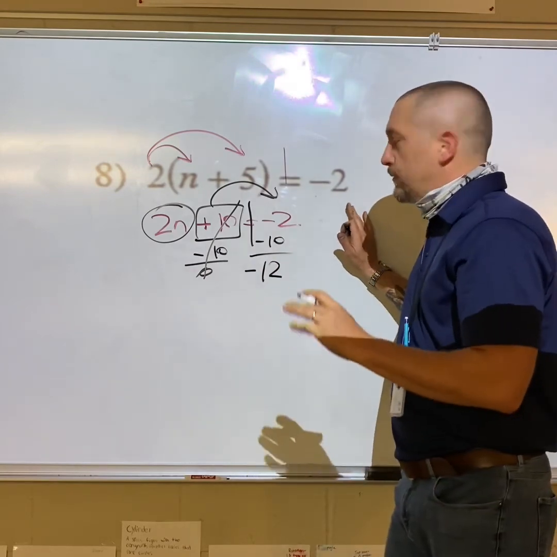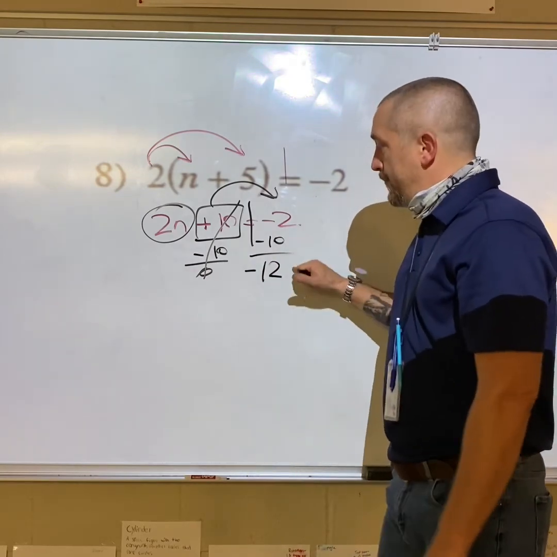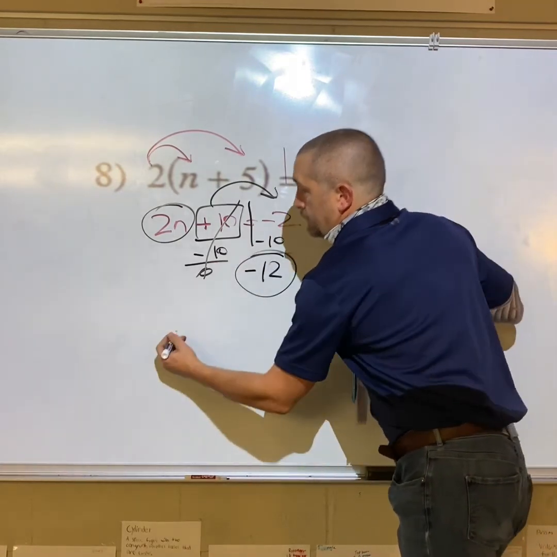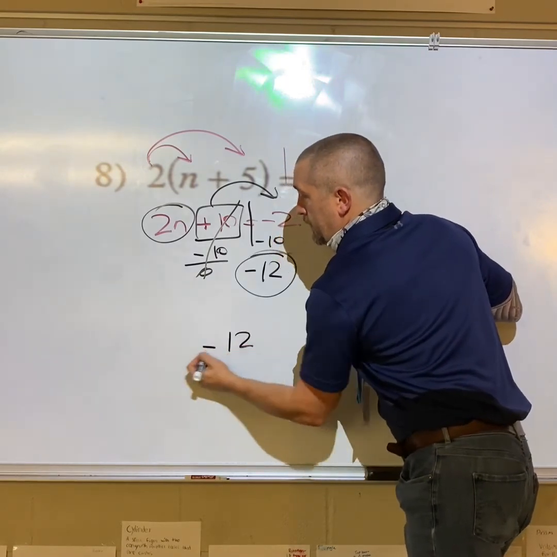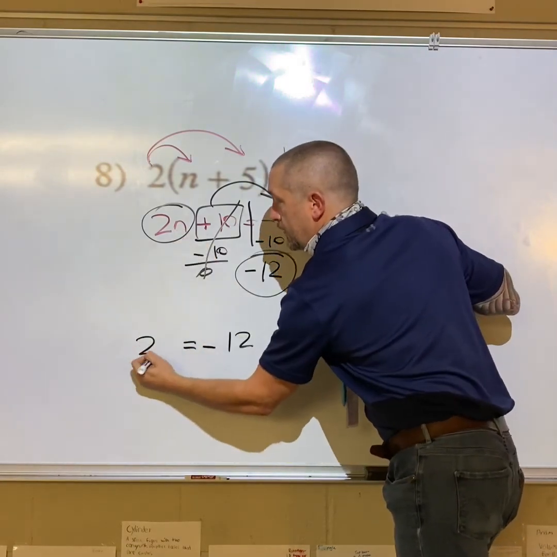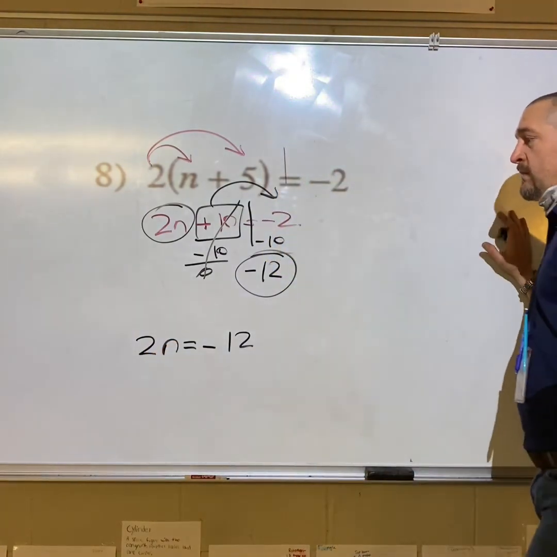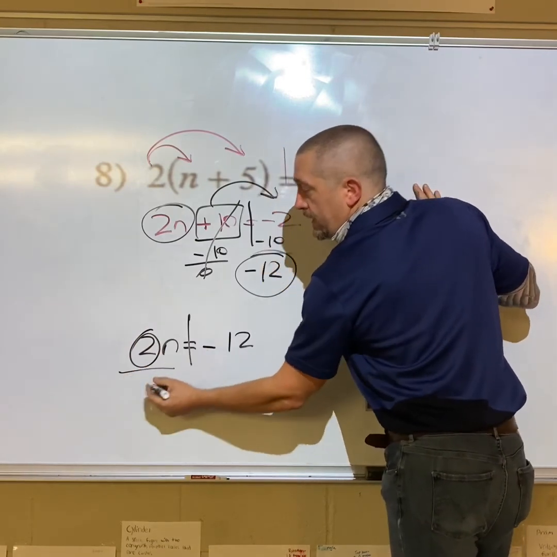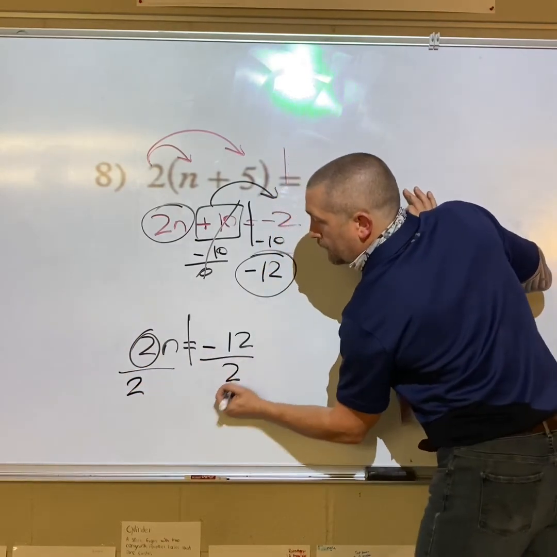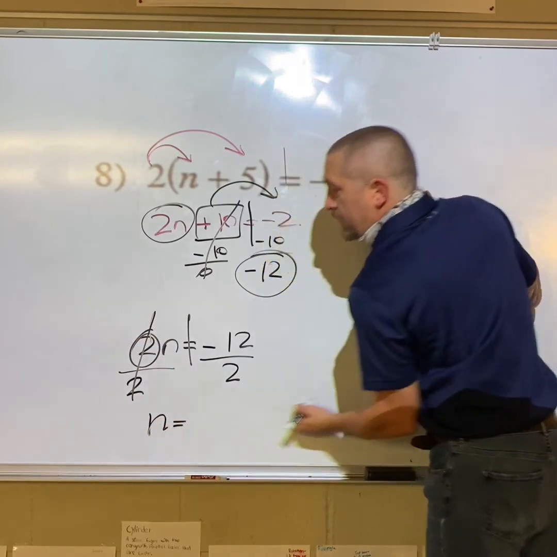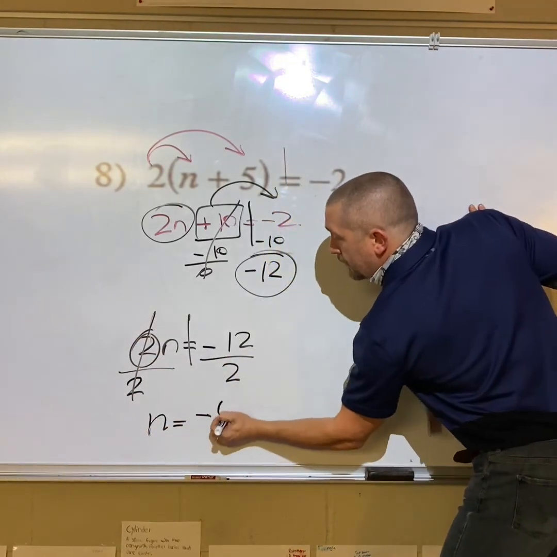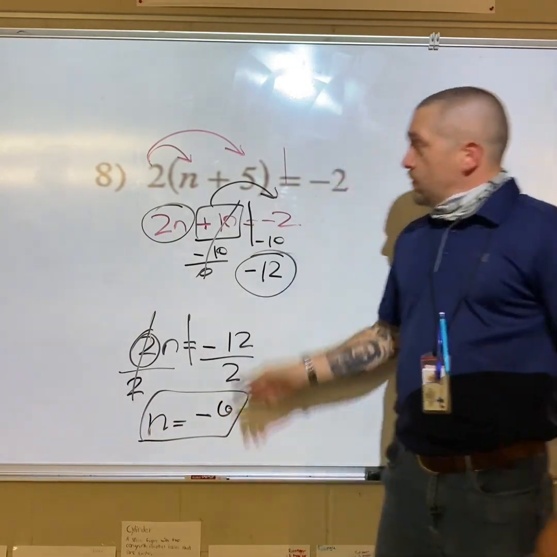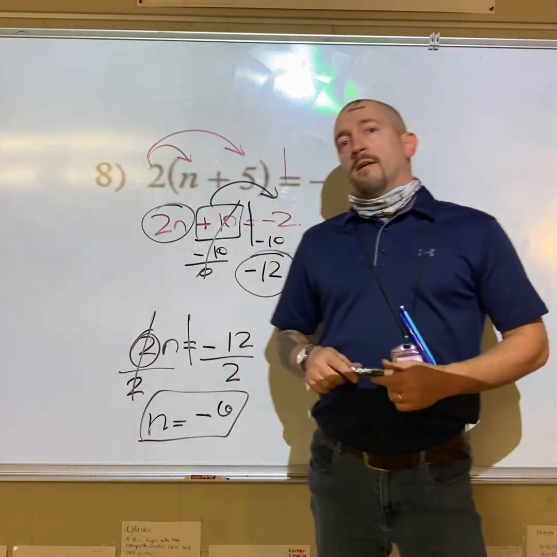Remember your positive and negative rules. A negative combined with a negative is still a negative. So we have -12 is equal to 2n. We're ready to solve. Let's divide both sides by the coefficient of n, which is 2. The 2 cancels, leaves us with n. Negative 12 divided by 2 gives us a negative 6. So number 8: n is equal to negative 6.